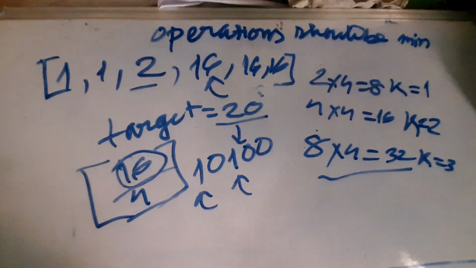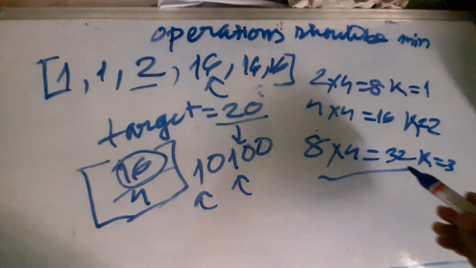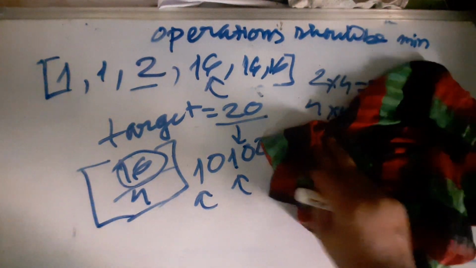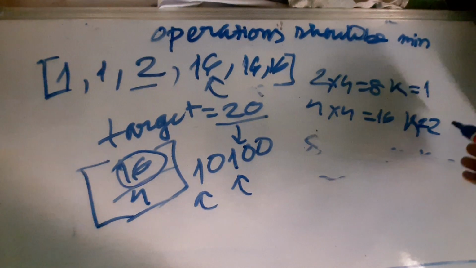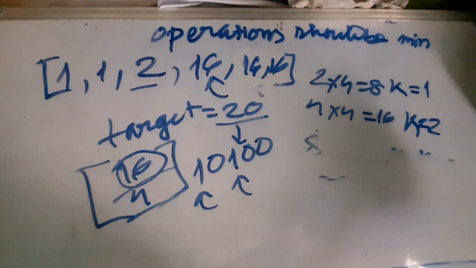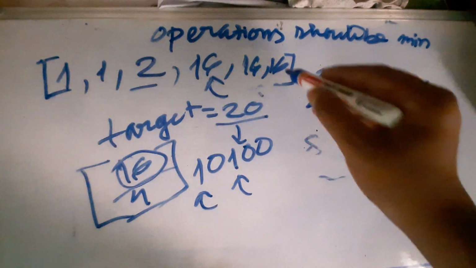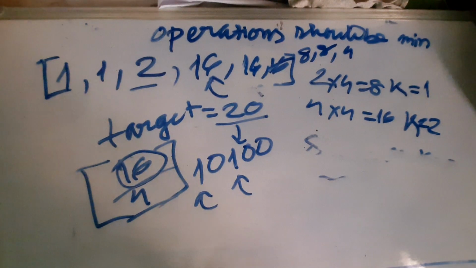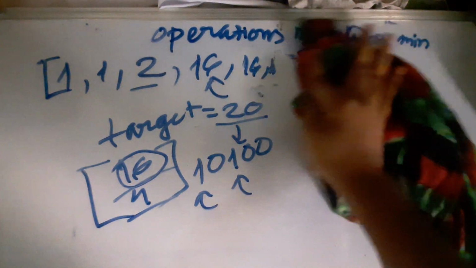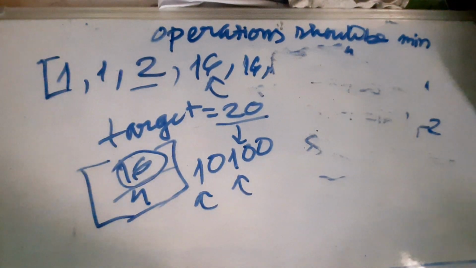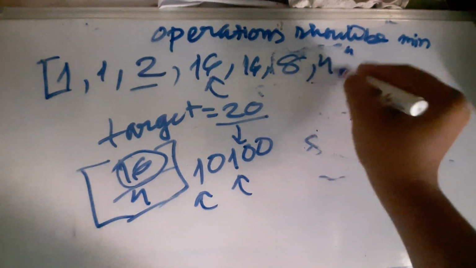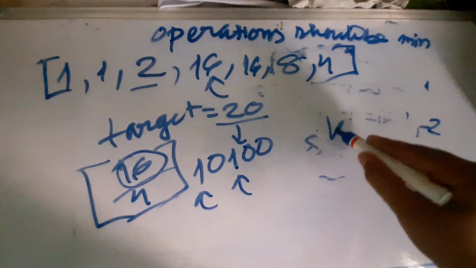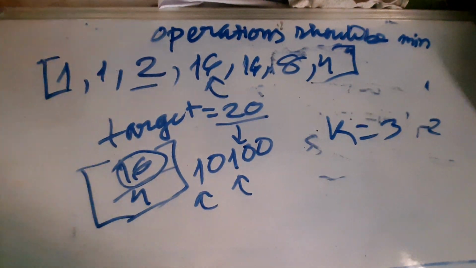So now as we have broken down 32, in one step we can break 32 to 16, and again in one step we'll break 16 to 8 and then 8 to 4. So the array will look something like this: 16, 8 and 4. And we have done this in 3 operations. Okay, but what else could we have done to minimize the operations?